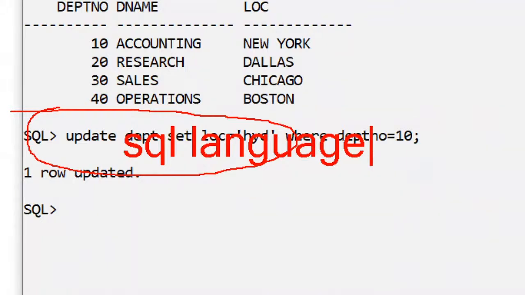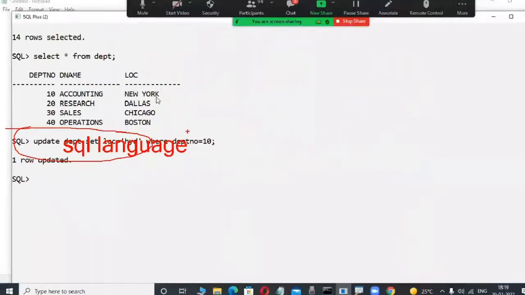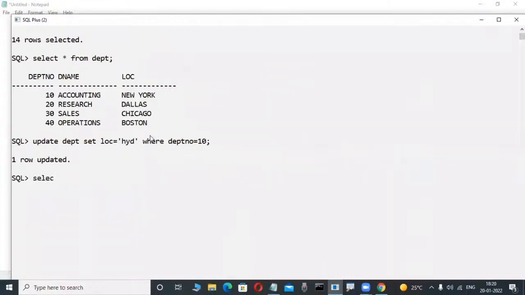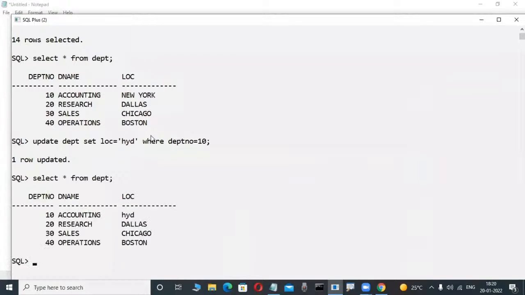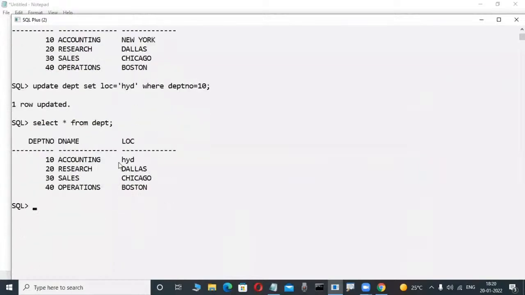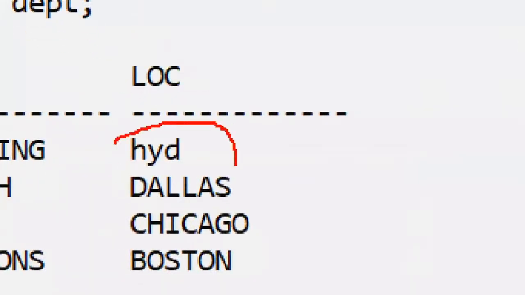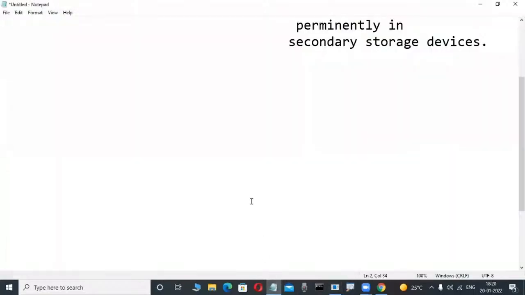Simple. Now observe here. Once we write this type of coding, this is called the SQL language, then it is automatically reflected in your database. Observe here, your database. In the previous case New York is there, but in this case Hyderabad is the location, or not? Yes. That's why always observe here.